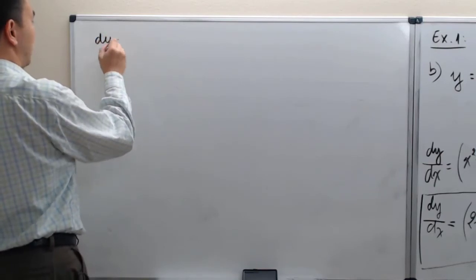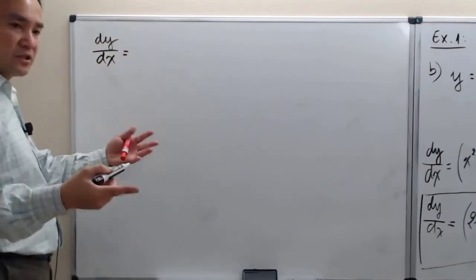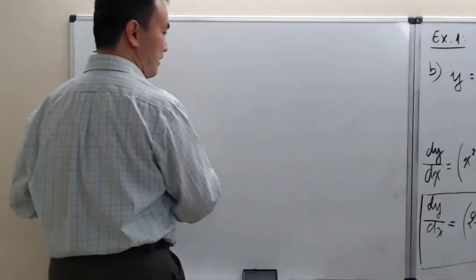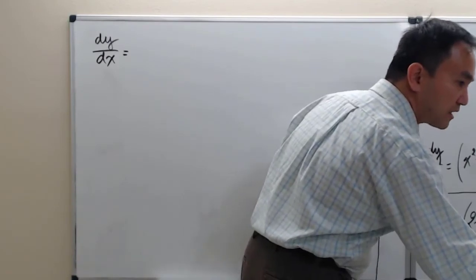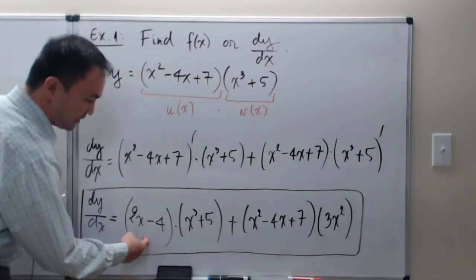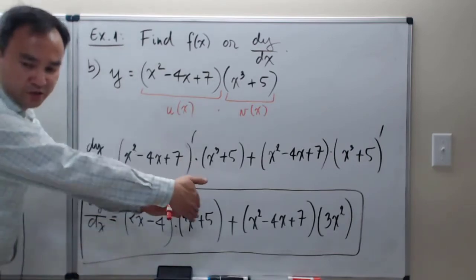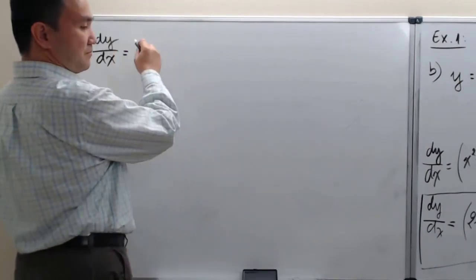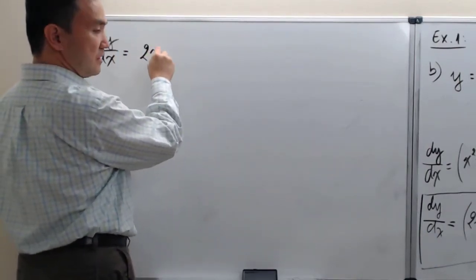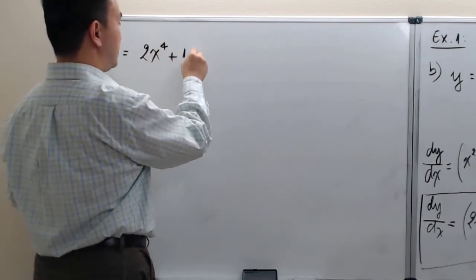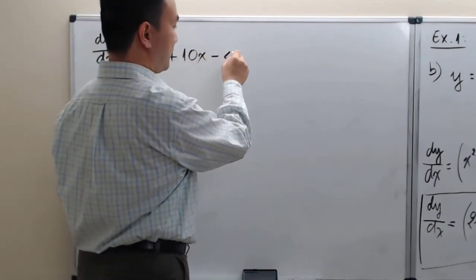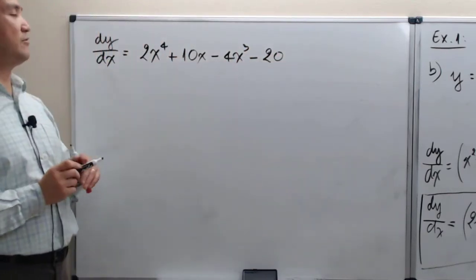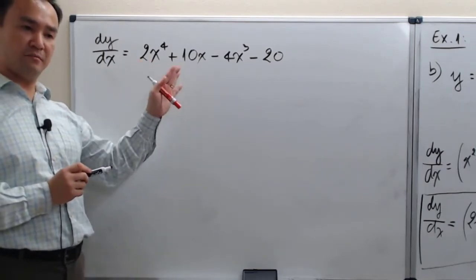We already found the answer, but we would like to get to the simplified answer. So I am going to distribute out or FOIL out the products u prime and v. That's the first thing to do. And doing math is always from the left to the right. Okay, so in that way, now I'm looking at 2x to the fourth plus 10x, and minus 4x cubed minus 20. Okay, that's after FOILing out the u prime times v.